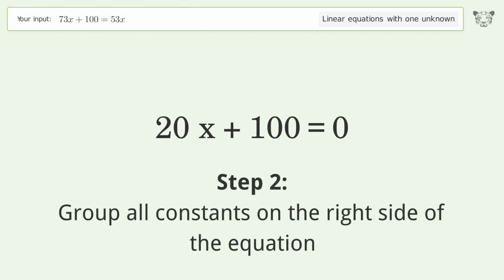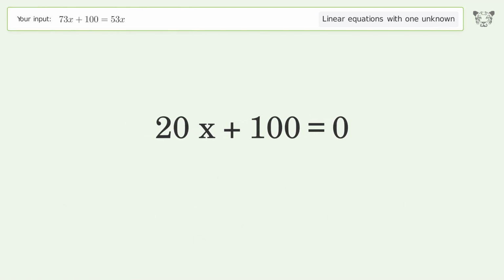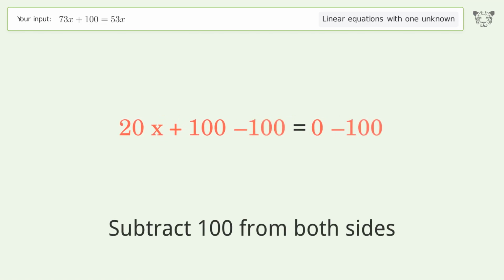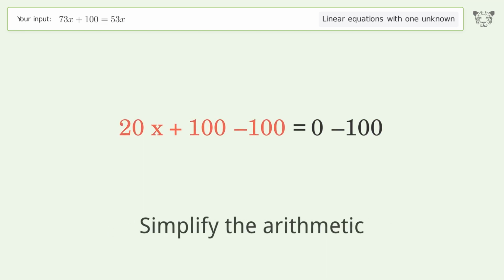Group all constants on the right side of the equation. Subtract 100 from both sides. Simplify the arithmetic.